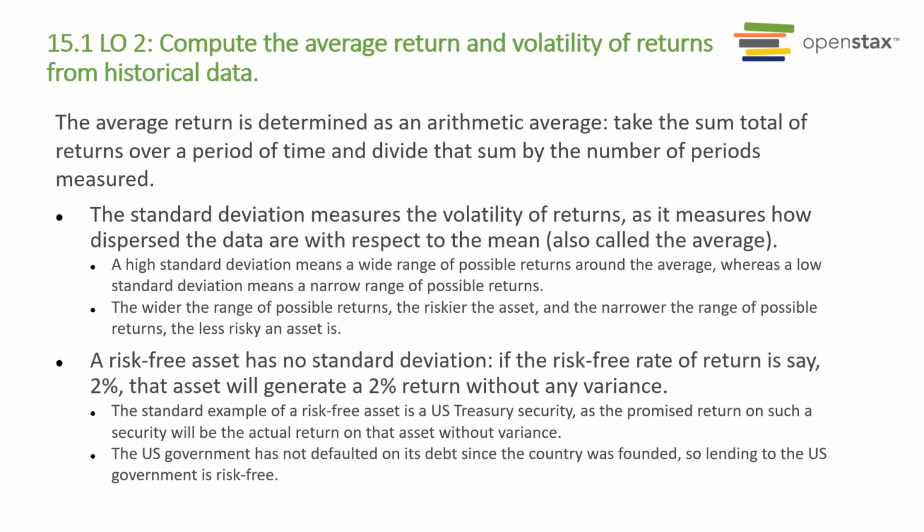The average return is determined as an arithmetic average. Take the sum total returns over a period of time and divide that sum by the number of periods measured. The standard deviation measures the volatility of returns as it measures how dispersed the data is with respect to the mean, also called the average. A high standard deviation means a wide range of possible returns around the average, whereas a low standard deviation means a narrow range of possible returns. The wider the range of possible returns, the riskier the asset, and the narrower the range of possible returns, the less risky an asset is.